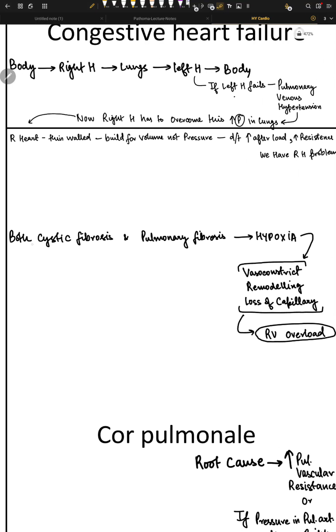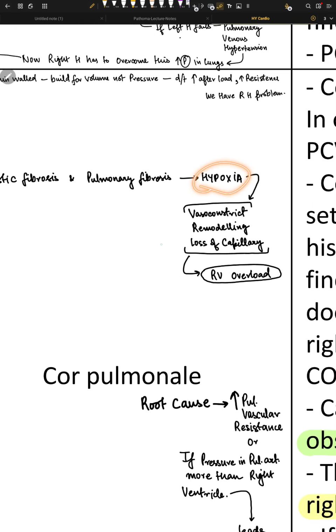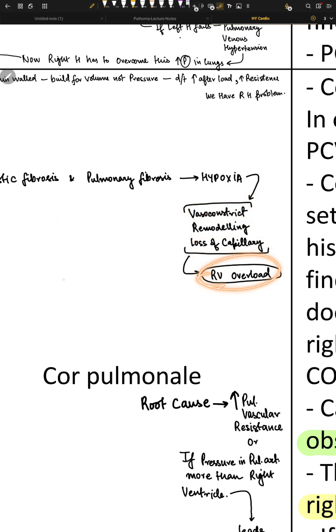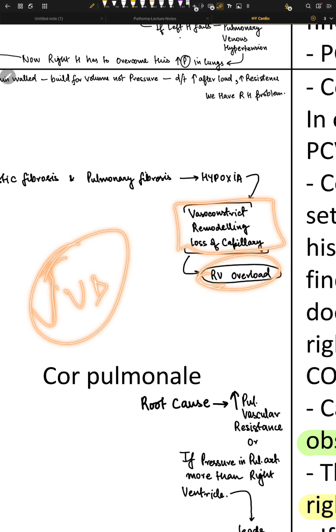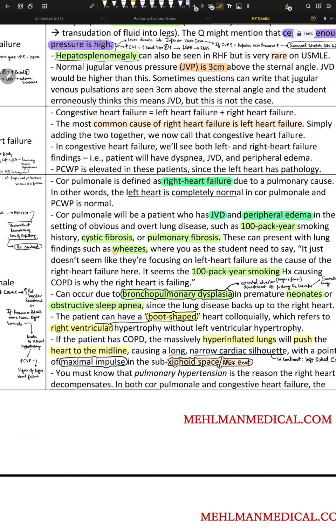First of all, I've written that both cystic fibrosis and pulmonary fibrosis, they produce hypoxia. Now this leads to vasoconstriction, remodeling, and loss of capillaries. Now once all three happen, we have right ventricle overloading because the lung is now denying the blood, right? So that's why we have increased JVD due to the lungs being a bad lung, right? So this is happening right here. So they can present with wheezes, right?